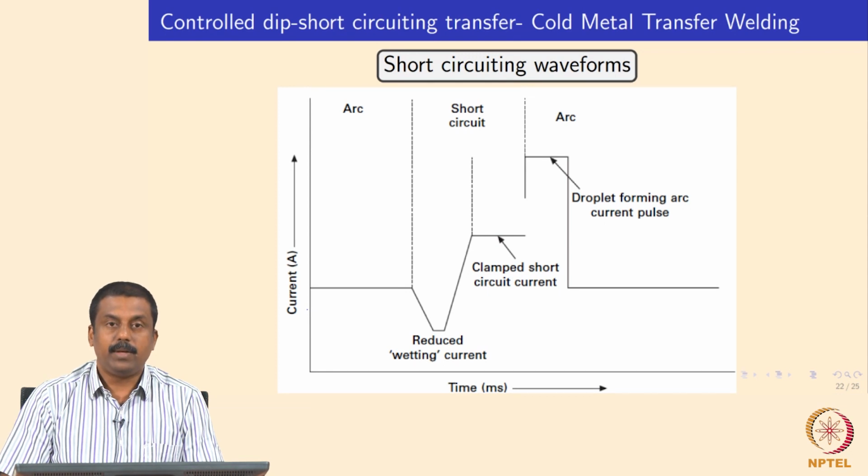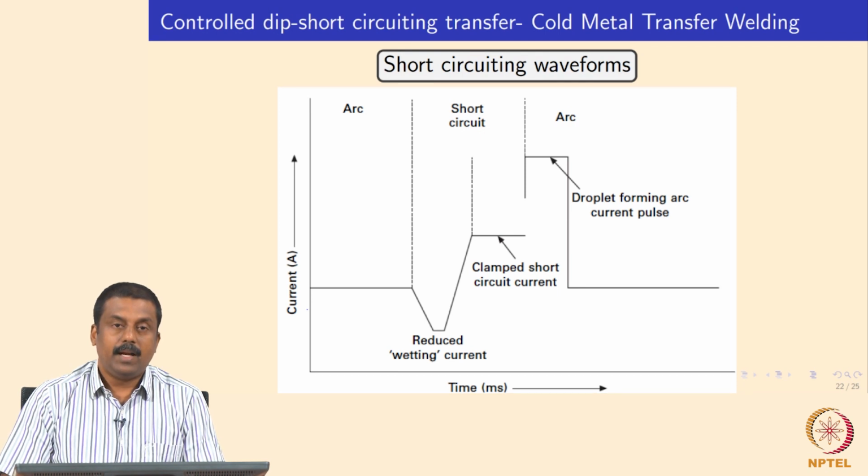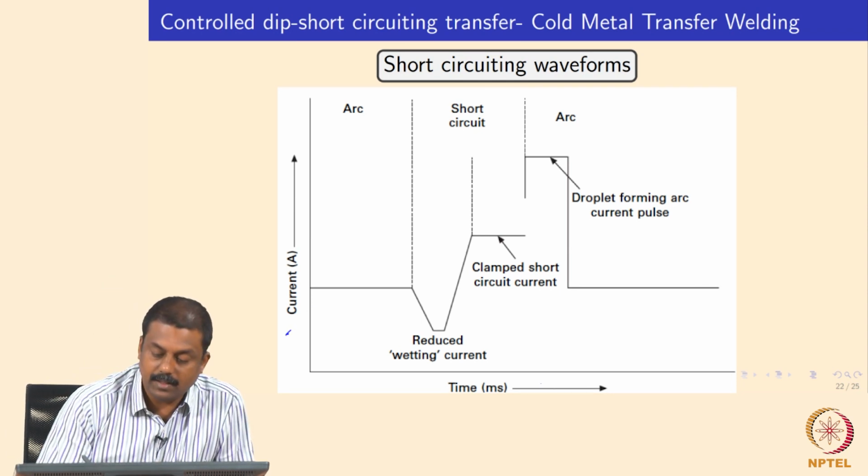During this short circuiting we either reduce the current or the voltage to a very low level, so that when the droplet transfers from the tip to the workpiece, it transfers without the influence of the arc. So the heat input of this process decreases very significantly compared to the conventional GMAW or even pulse GMAW. The waveform is slightly complex, and this process is achieved by controlling the waveforms, as shown in this graph of current versus time.